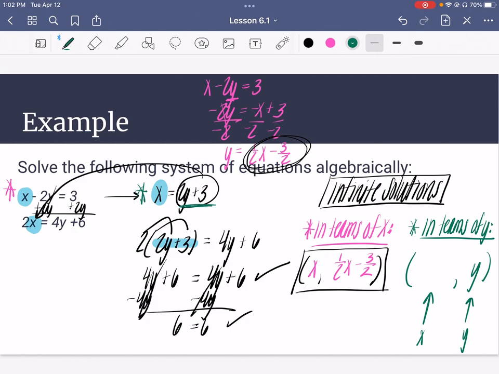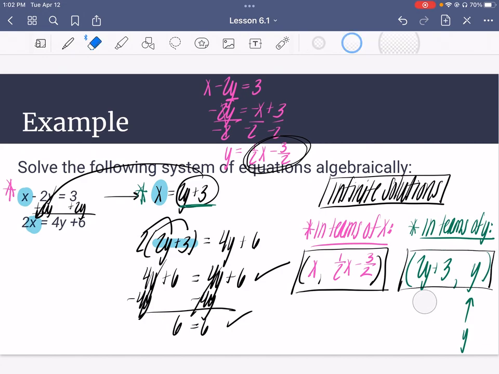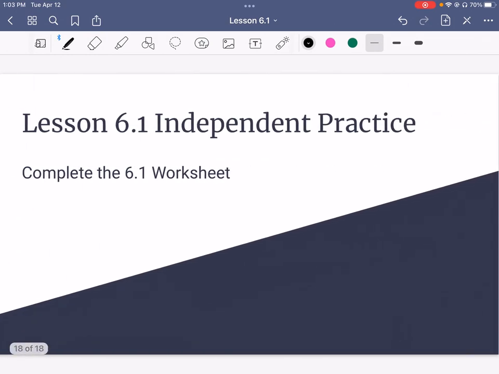What that would mean if you're doing it in terms of y is that obviously your second coordinate point is y, and your first one is x in terms of y. Well, we've already done the work for that up here. We know what x is equal to in terms of y, which is 2y plus 3. And so that would be our solution in terms of y. So when I say in terms of y, meaning you should only see y's at the end.